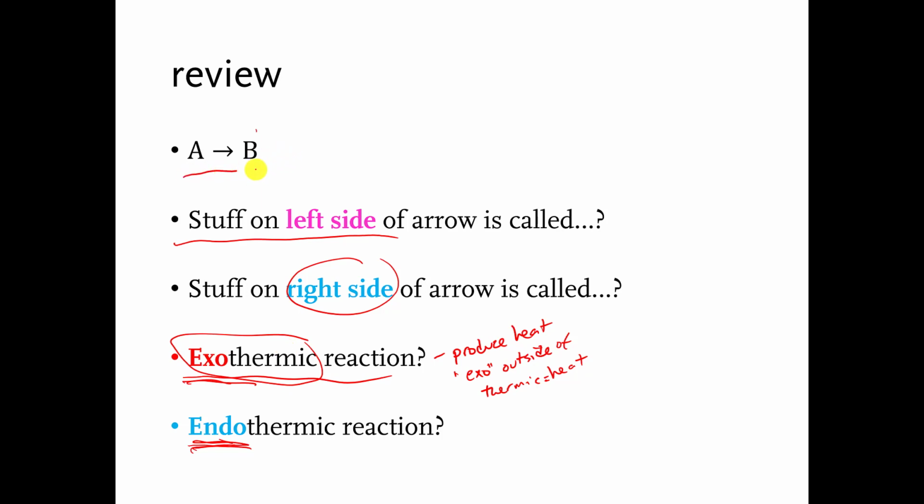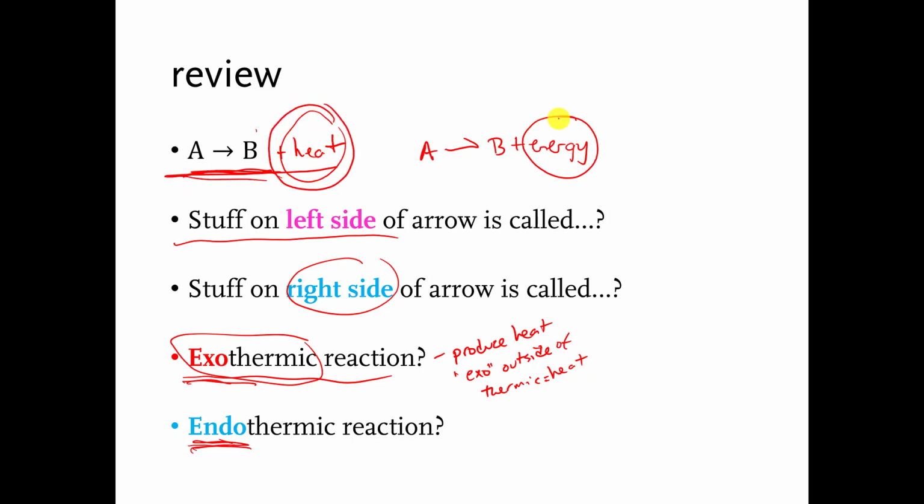So if you see a chemical reaction that says plus heat on the right side of the arrow, or A turns into B plus energy on the right side of the arrow, this stuff is also a product, which means this chemical reaction produces heat, or releases energy. If there is heat or energy on the right side of the arrow, that kind of reaction is called an exothermic reaction. And we're going to talk about that in at least one of the videos.